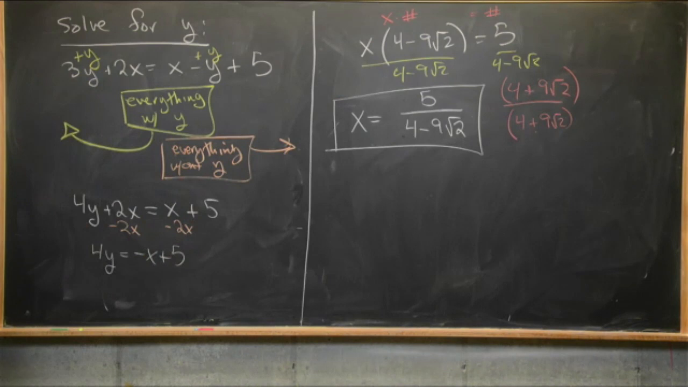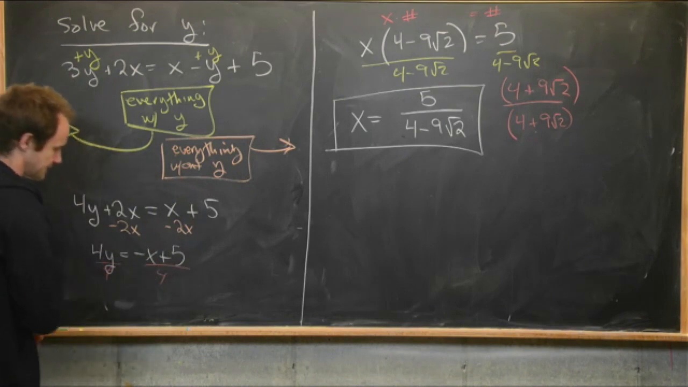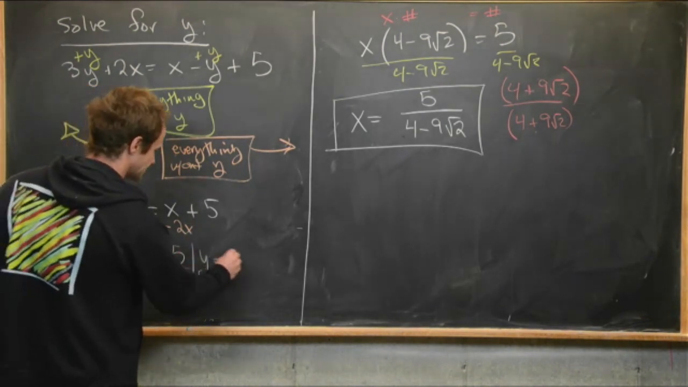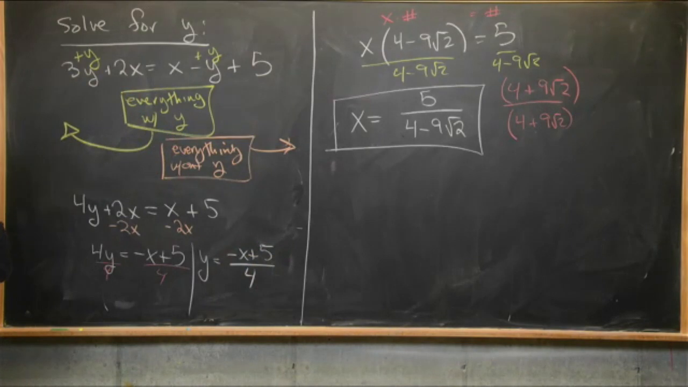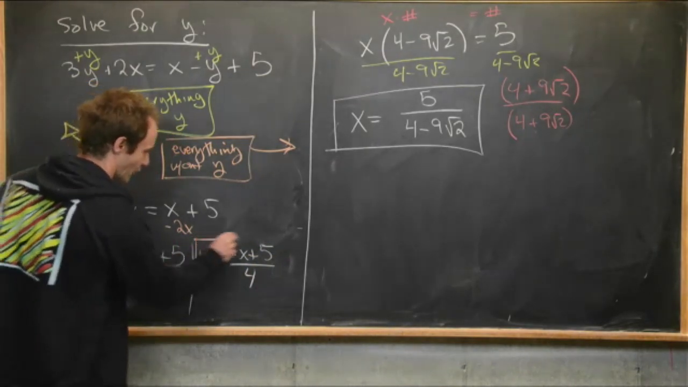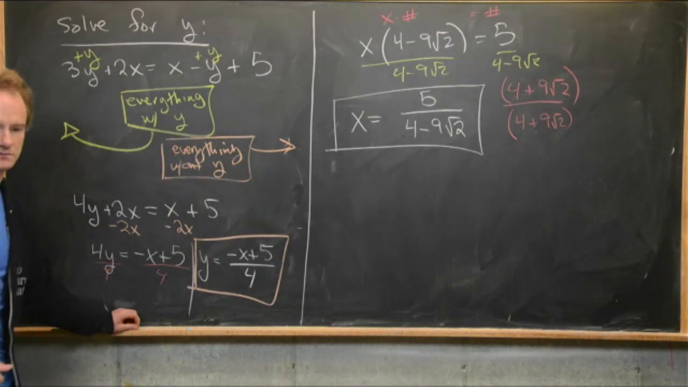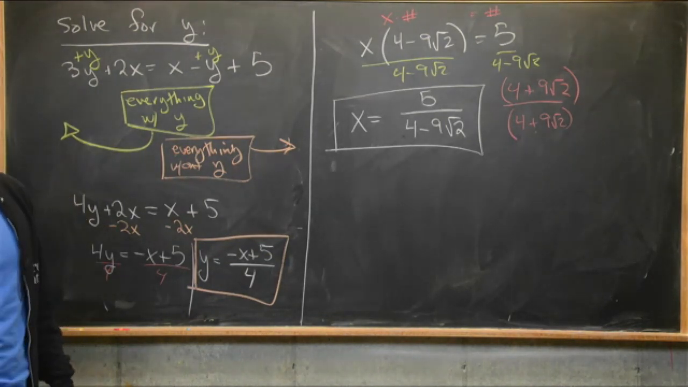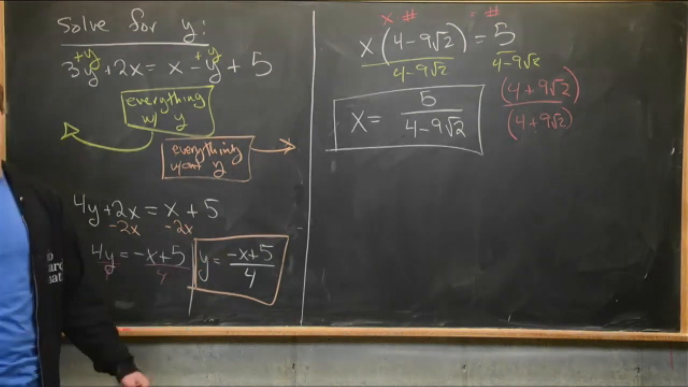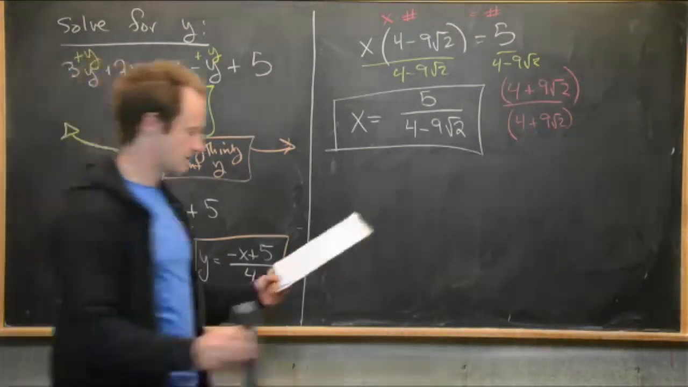Then we're almost there. We don't have y by itself. We have y multiplied by 4, so we can divide the whole thing by 4. That leaves us with y equals negative x plus 5 over 4. And then we have it. We have y completely by itself. Sometimes we'd say we solved for y in terms of x. We didn't completely solve for y because it depends on this other variable, but we solved it in terms of x. Okay, let's do another one.